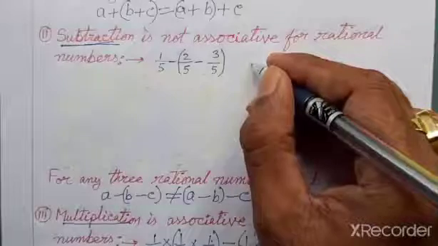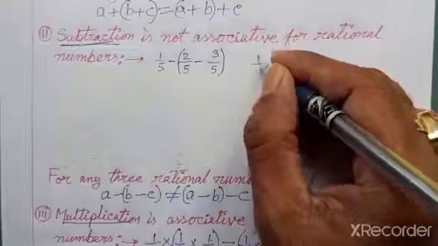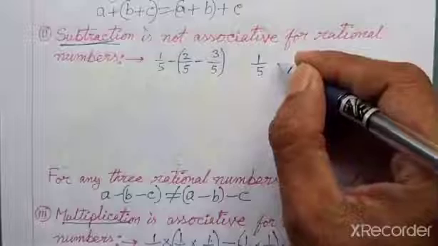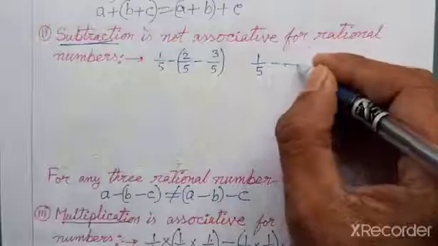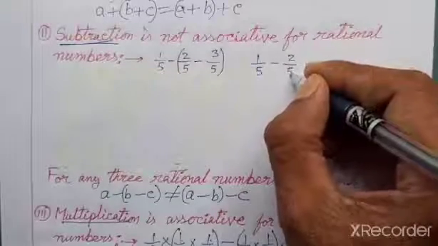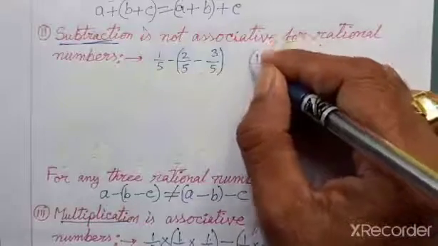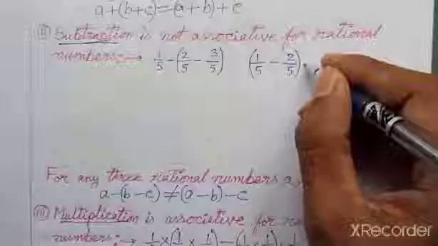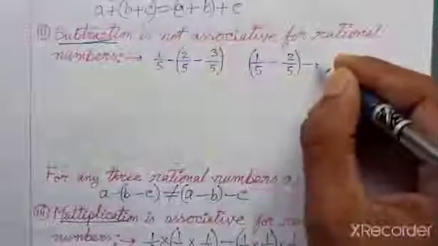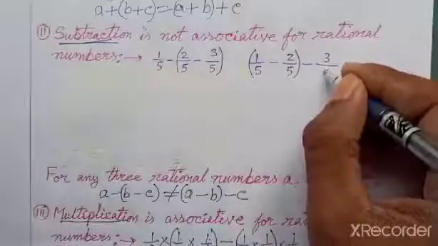In the second case, 1/5 minus 2/5, 1/5 and minus 2/5 are grouped together by using a bracket, and minus this number 3/5.